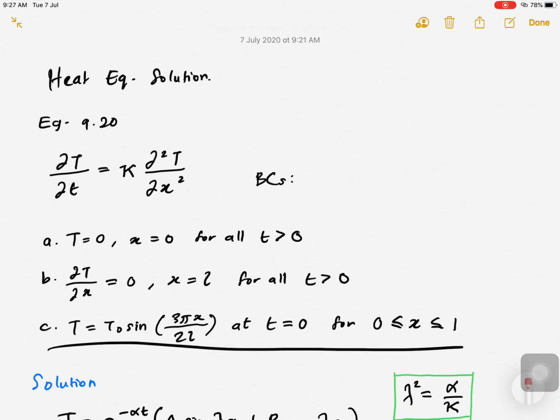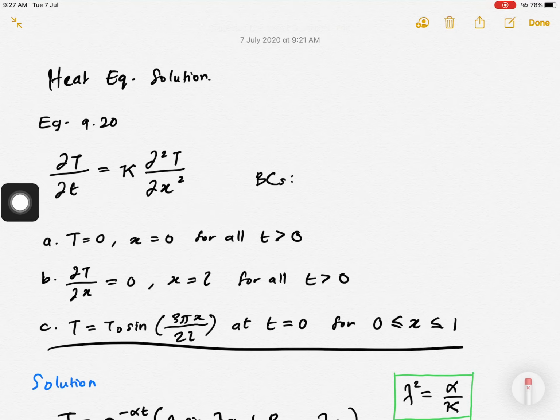Okay, now we are going to learn how to solve the heat equation. So we go straight to example 9.20. So we have the heat equation itself to be solved. Again, we have multiple boundary conditions in order to solve the PDE, the heat equation.